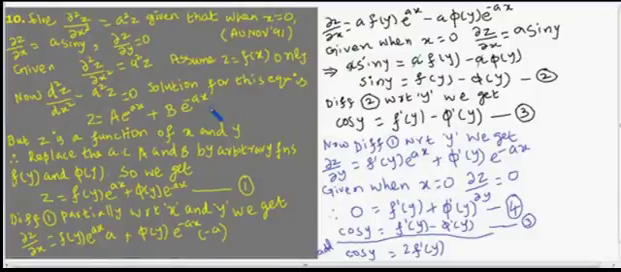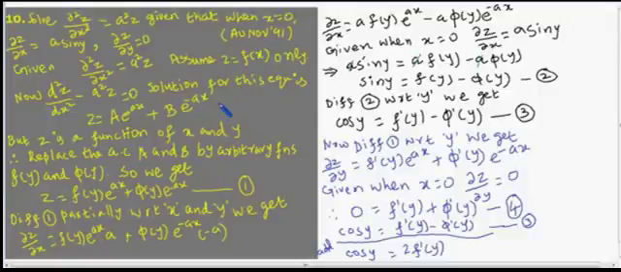Students, we have been given a problem to solve the partial differential equation. Solve ∂²z/∂x² = a²z, given that when x = 0, ∂z/∂x = a sin y and ∂z/∂y = 0.